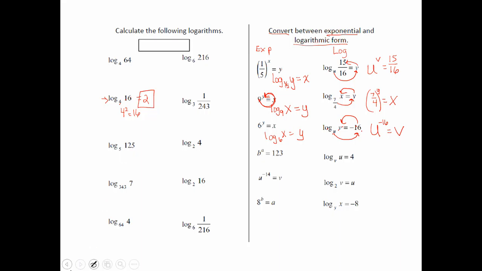What if I can't remember what they are? Even though this one might not be so bad, what exponent on 2 gives me a 4? That'd be a 2, right? 2 squared would be 4. So some of them will be obvious and you might be able to think of them. But if you can't, we can turn to our calculator for help.